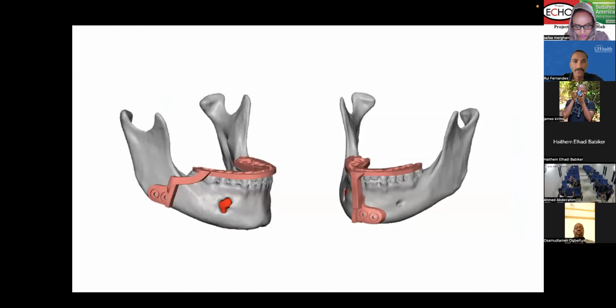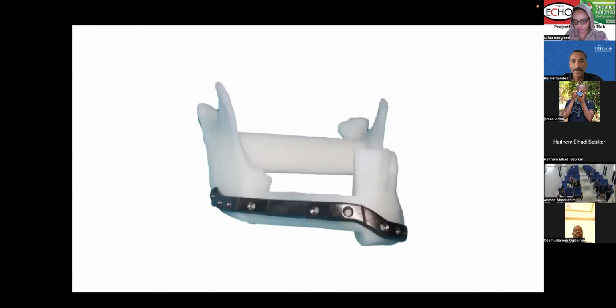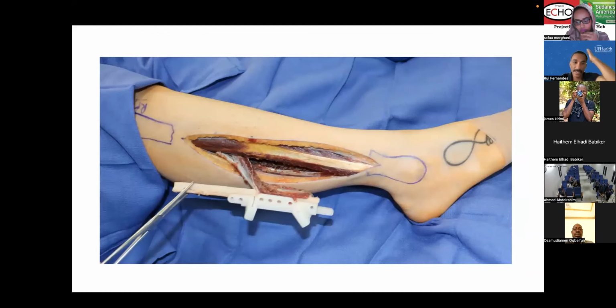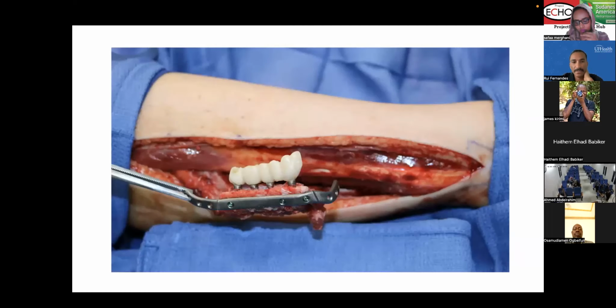This is another patient with a benign disease in the mandible requiring resection. We do the planning with a virtual planning and the placement of dental implants and a patient-specific plate. As you can see here, this is delivered to us. We then take it to the operating room where we do the resection. We place the dental implants. I should say that this is done by a colleague of mine. I don't do the dental implants. This was done by Dr. Salman. So he places the dental implants in the prosthesis.